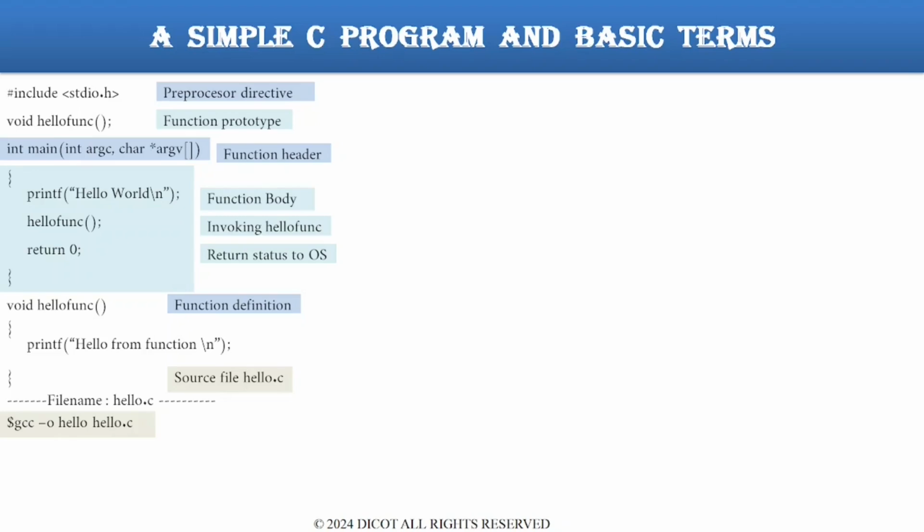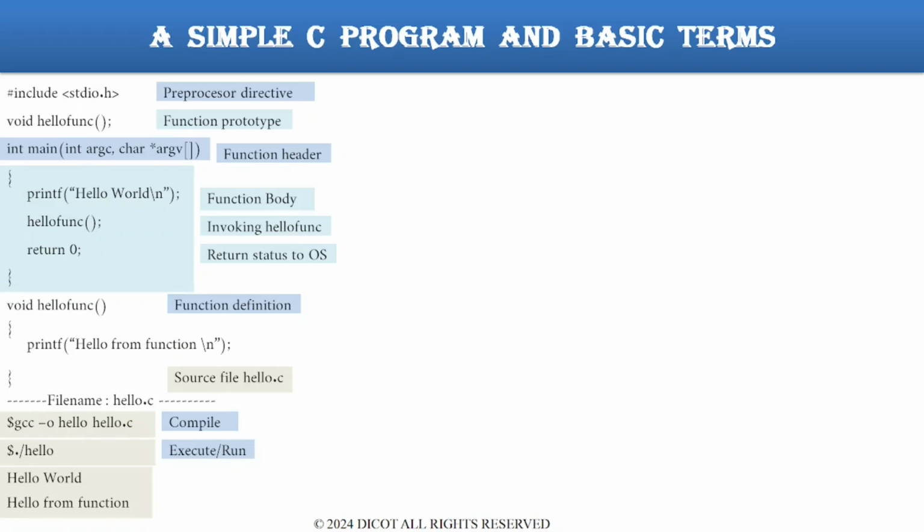-o hello implies we expect the output file to be named hello. After successful compilation, the output file named hello will be created by the GCC compiler. Now, you can use the command ./hello to run the program and get the output as shown. This is how you can compile and execute a simple C program.